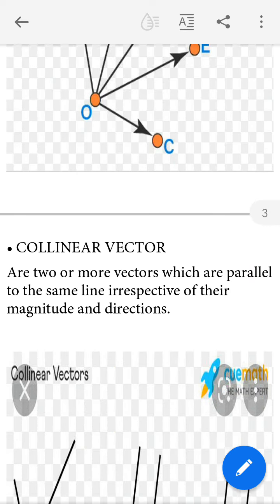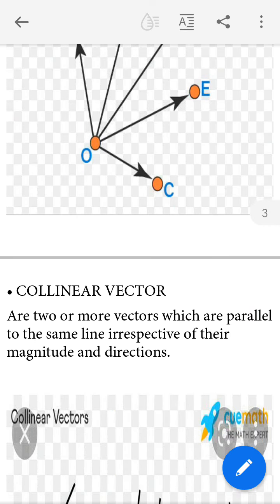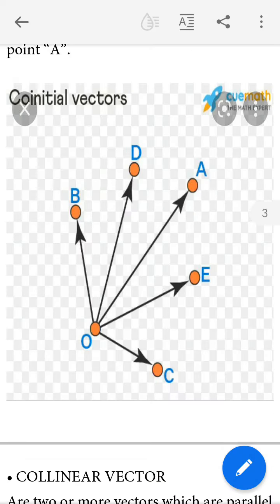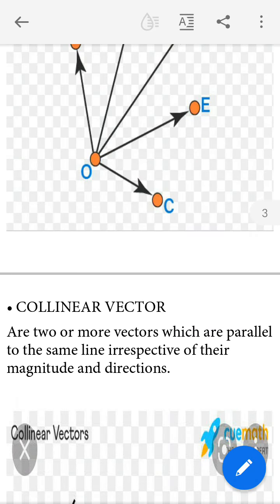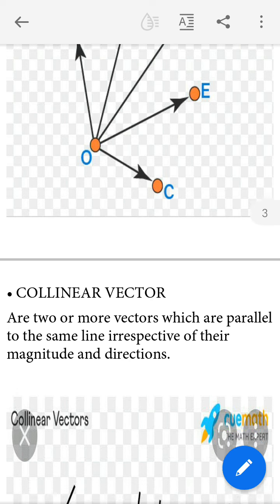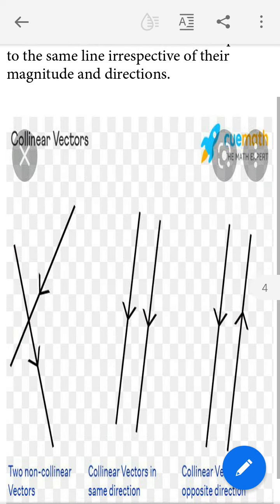Next is collinear vectors. These are two or more vectors which are parallel to the same line irrespective of their magnitude and direction. Here is an example of collinear vectors.